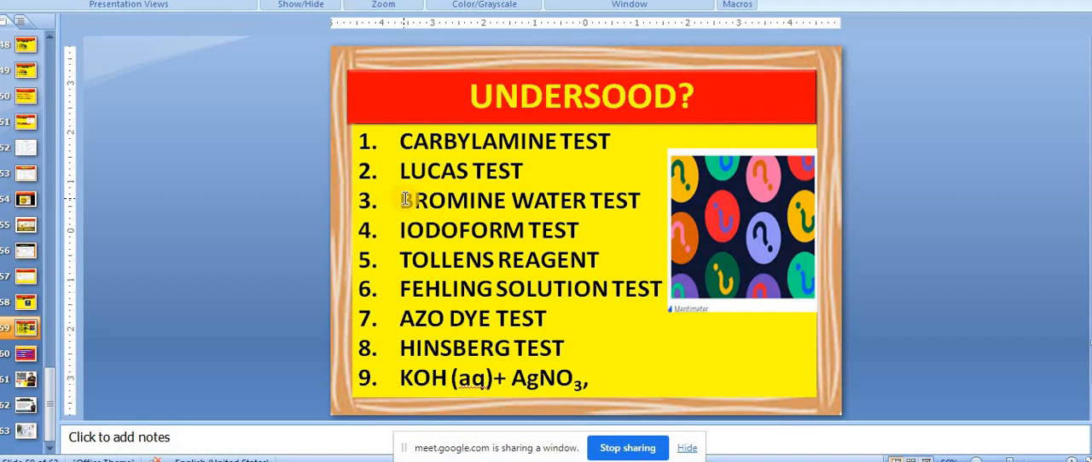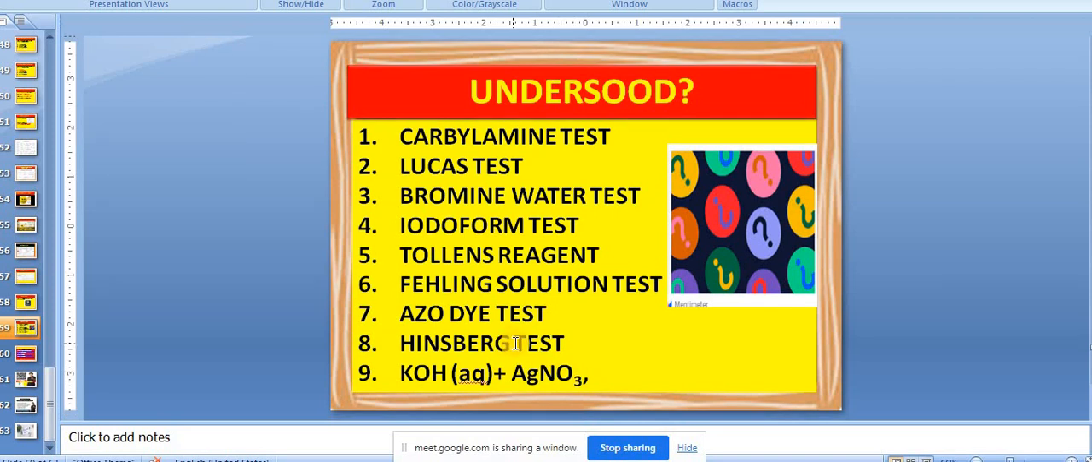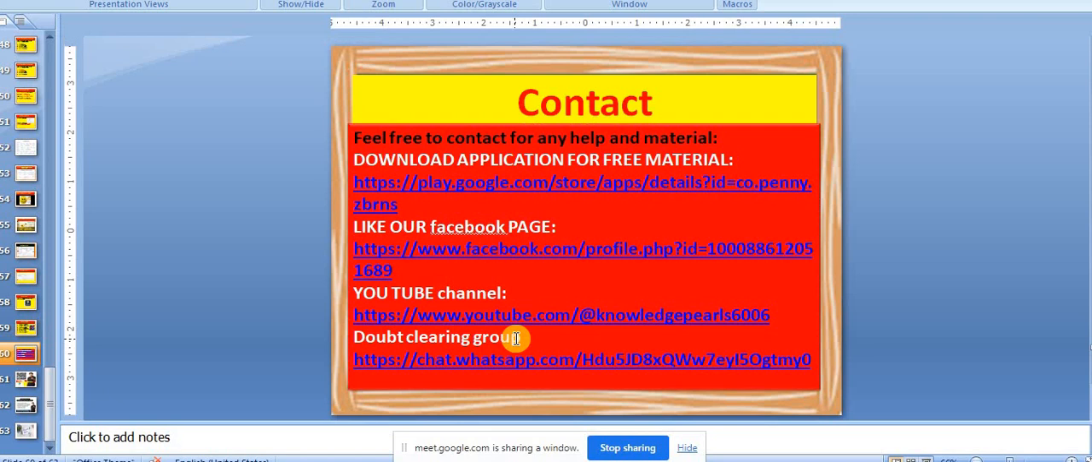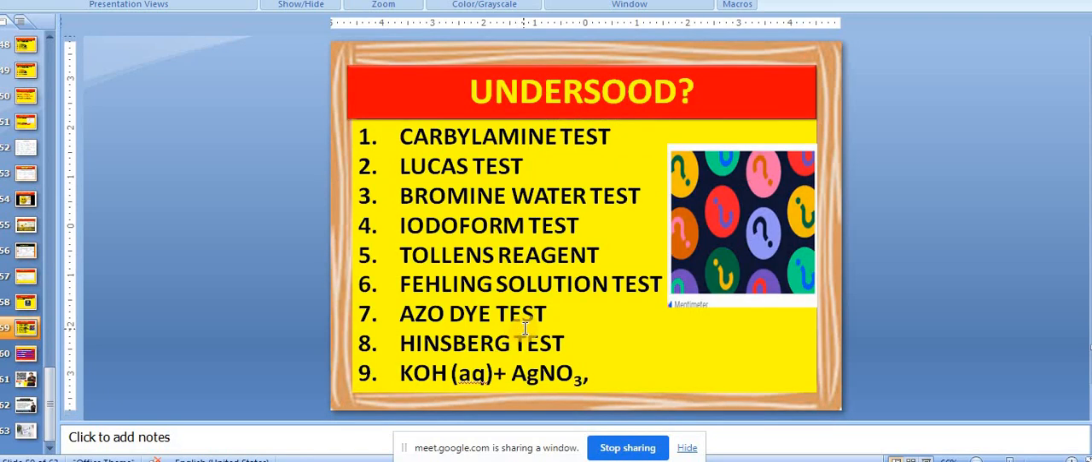Now, last test, KOH AgNO3. Normally it is not asked in the exam, but I am just telling you, okay, what is this test? If, for example, we have alkyl halide and aryl halide, which is more reactive? Which is more reactive, alkyl or aryl?